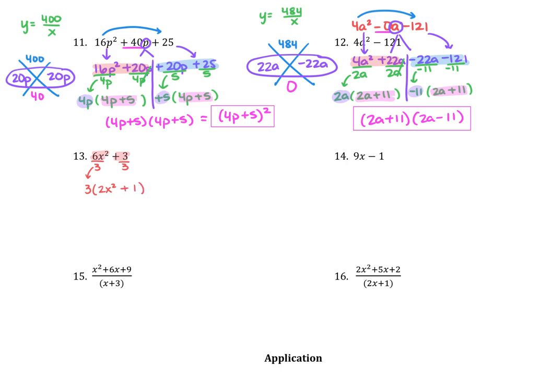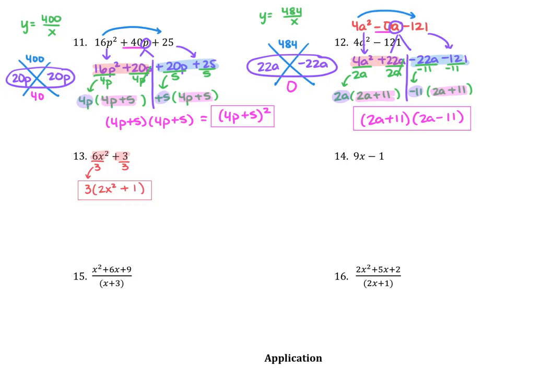Now I see a binomial left inside of my parentheses. Notice that it's missing my b term, but this time my c is positive. So I cannot add a 0 right here. This is a GCF only problem. I have no GCF left in the parentheses, so that means this is my final answer.